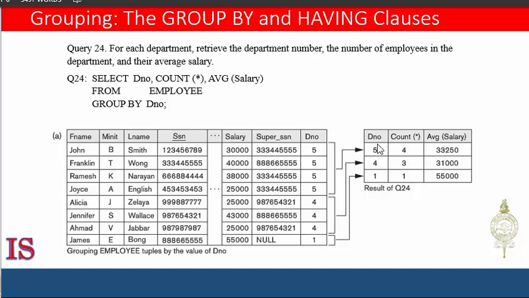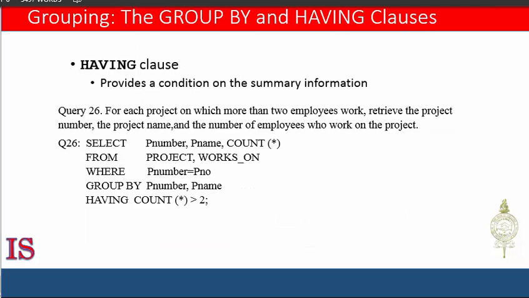And this is actually the display, what is retrieved from the query. The dno, the count, and the average. So department 5 has 4 employees, and the average salary is $33,250. Department 4 has 3 employees, average salary 31, and department number 1 has 1 employee with an average salary of $55,000. When joining relations, the grouping and any functions in the select statement are applied after joining the two relations.